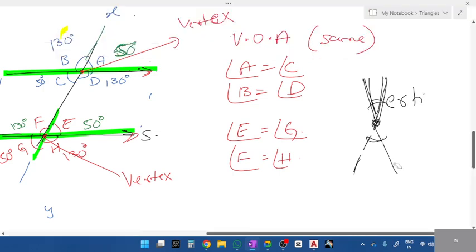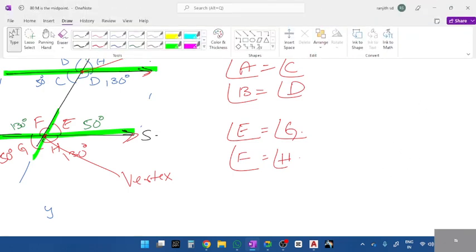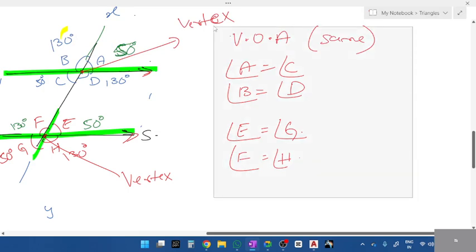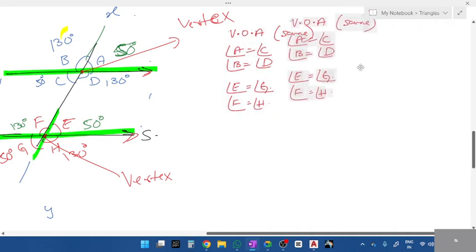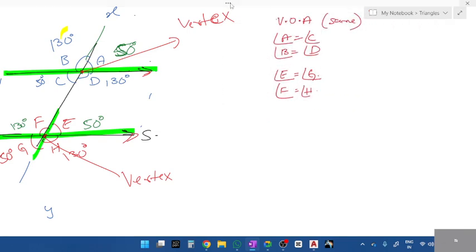So what do you call them? Vertically opposite angle. Now can you tell me corresponding angles? What are the corresponding angles here? Will you compare both the vertex or what? For corresponding angle, yes, you have to compare both, right? Different position. Can you tell me all the corresponding angles?